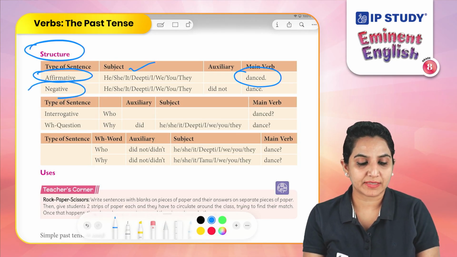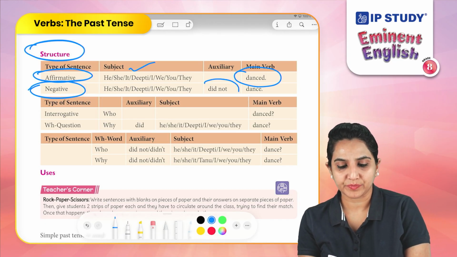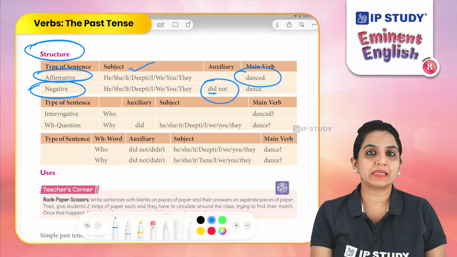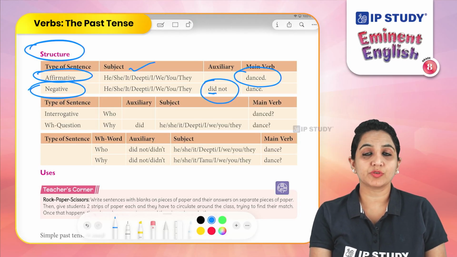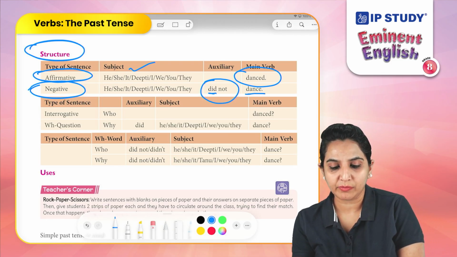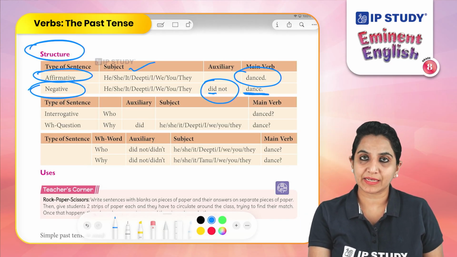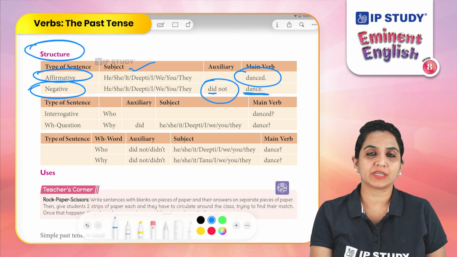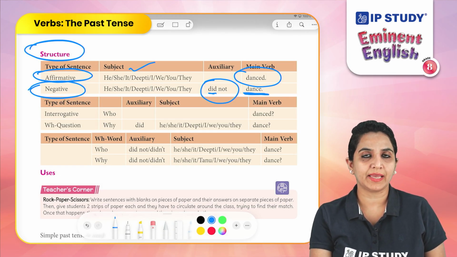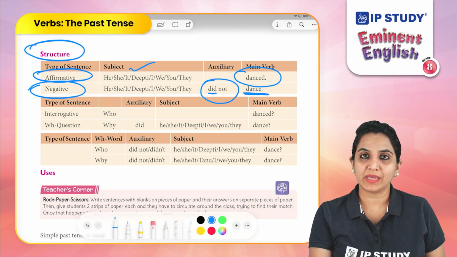In negative sentences, we use not with the auxiliary verb did. Did is already the past form of do. So once we have used did not as an auxiliary verb, the main verb will be in its first form and not in the past tense. So in negative sentences with nouns and pronouns such as he, she, it, I, we, you, they, and any name, we use did not dance. He did not dance. We did not dance.